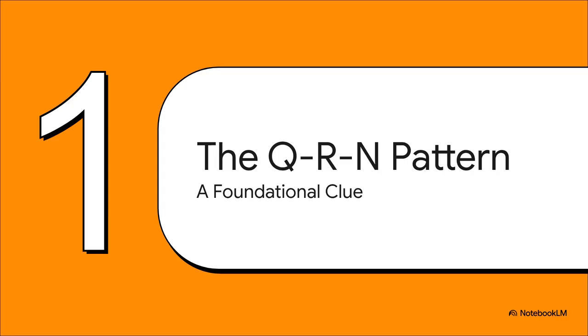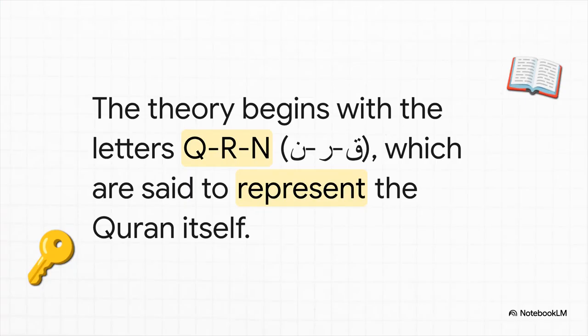Every good investigation needs a starting point, right? A first clue. And for the QNTP theory, that first clue is found in three very specific Arabic letters that create a kind of foundational pattern. So what are those letters? They're Kaf, Ra, and Nun. Put them together, and they spell Quran. Simple enough. But the theory suggests that the placement of these letters and the word they form is the key that starts to unlock this whole hidden structure.